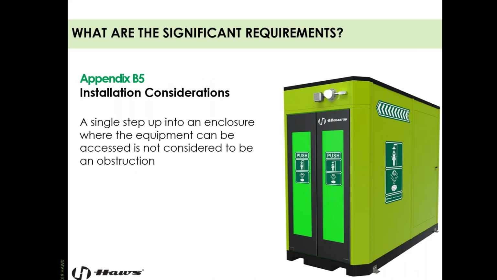Appendix B5 of the ANSI standard notes that a single step up into an enclosure where the equipment can be accessed is not considered to be an obstruction. They had to add this in the appendix after the fact. I told you earlier, you can't have any change in level. It's not allowed, right? This is the single exception to that, and it's because of equipment like you see here on the right. This is our ePod. This is the 8710. Big, awesome piece of equipment. We're actually going to cover it really quickly in a couple minutes.